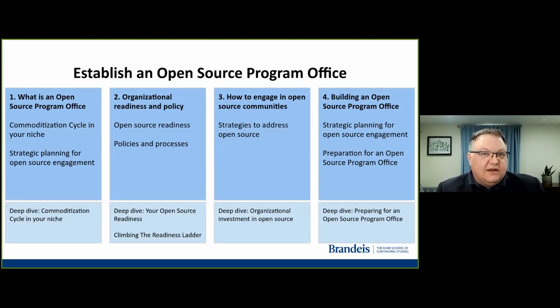And also talking about climbing that readiness ladder. Where are we on the readiness ladder? What do we need to do to get from where we are to the next step in terms of maturity? In week 3, you'll do a report out on that. And then we're going to talk about how do you engage in these open source software communities, especially related to an open source program office.